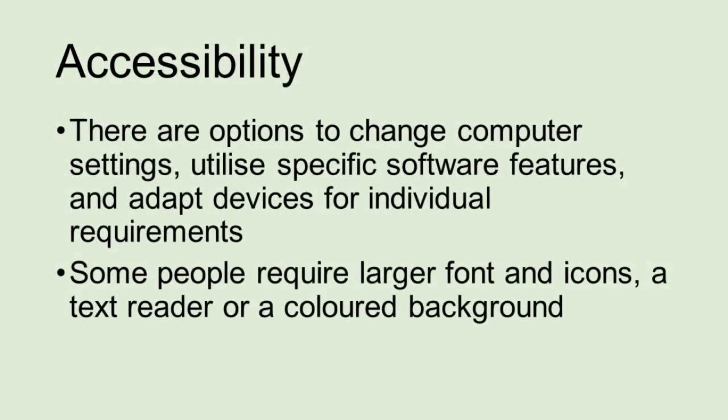When it comes to accessibility, there are options to change computer settings, whether it be operating system or specific software features, and then people can adapt devices for their individual requirements. To give an example, some people require a larger font and icons, and this can be done via the operating system. Text readers in software, devices, etc., can help, as well as different coloured backgrounds. It does depend on the user's needs, and some people will buy specific hardware to help them as well, whether it's a larger keyboard, a different type of mouse, or overlays for their screen.